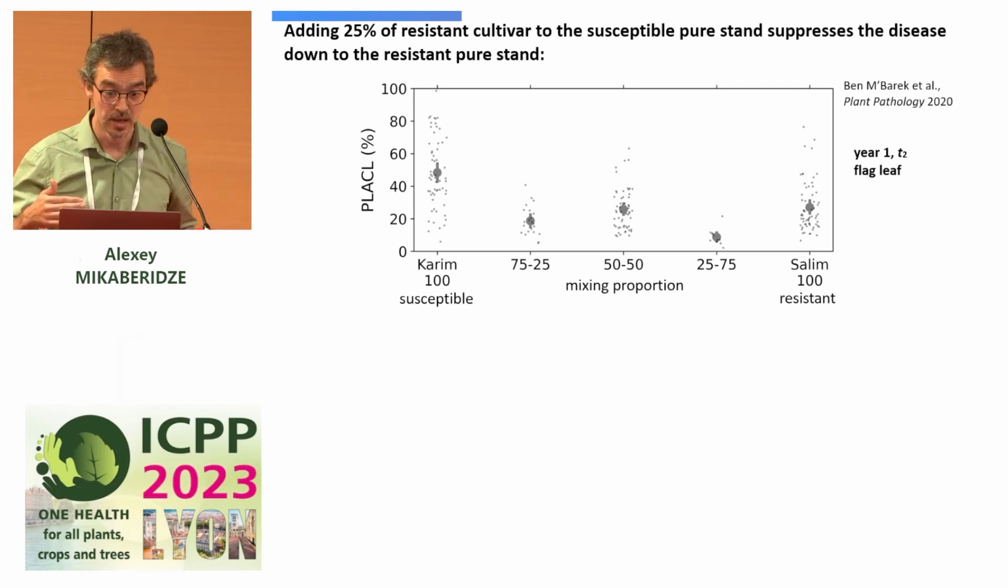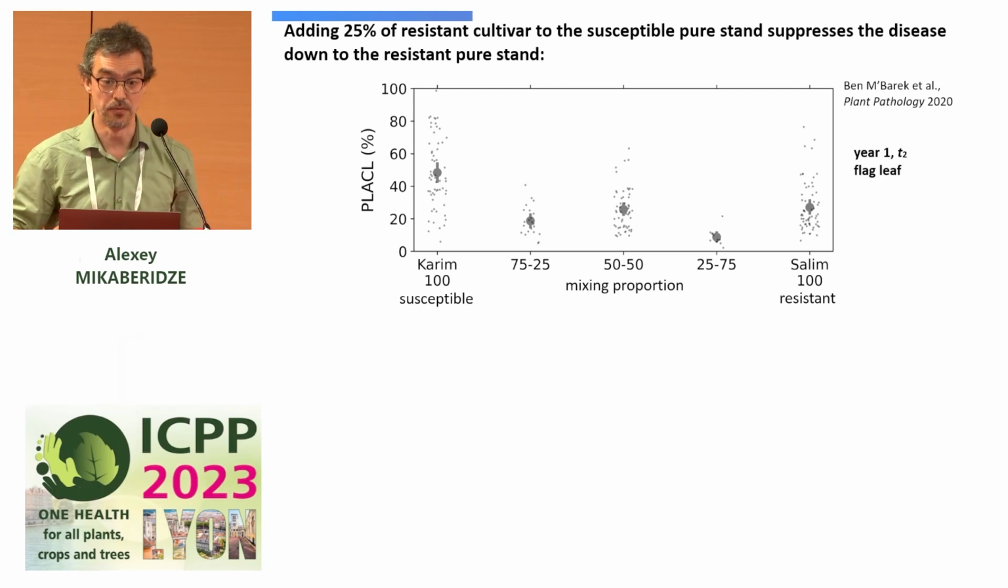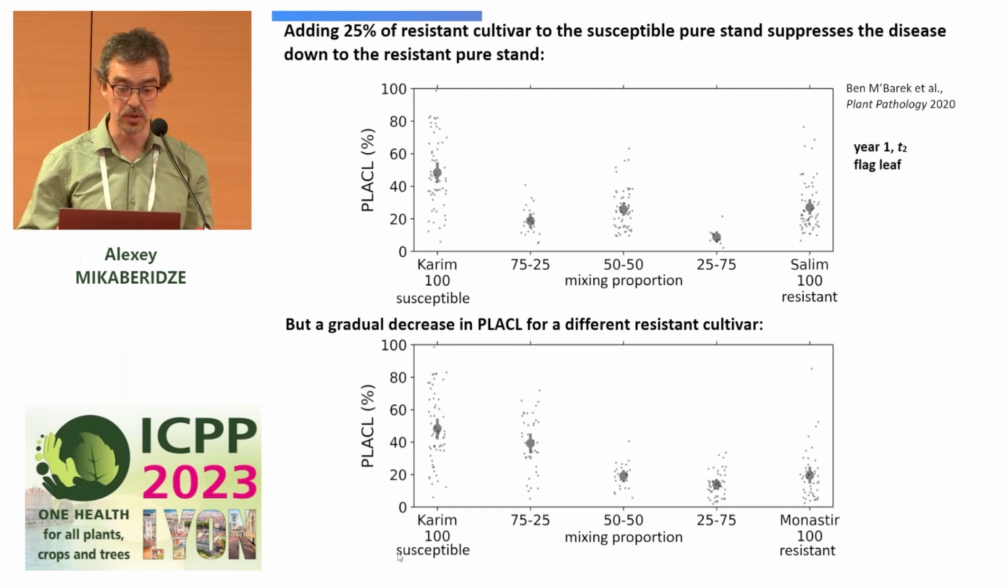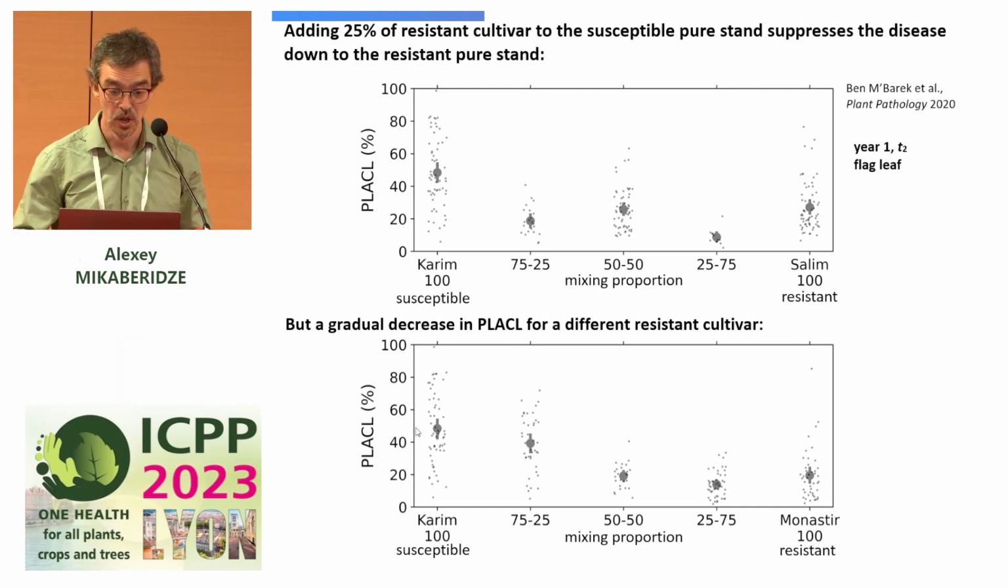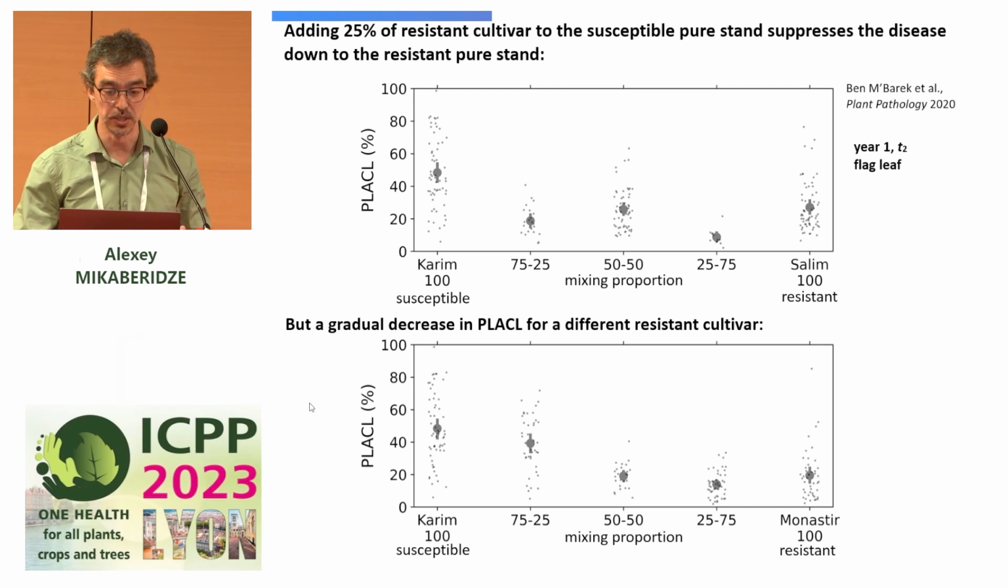And so we can expect that if we grow wheat in such a mixture, it will be much more durable, and the efficacy of the resistant cultivar will be preserved for longer. But what is interesting is that this effect is cultivar specific. When we mixed Karim, the susceptible cultivar, with a different resistant cultivar, Monastir, we observed something different. We saw a rather gradual decrease in disease severity as we increased the proportion of the resistant cultivar in the mixture. Now, why is that the case?